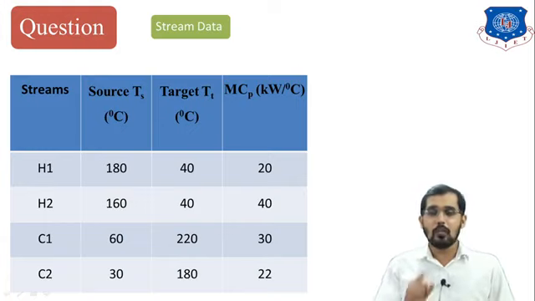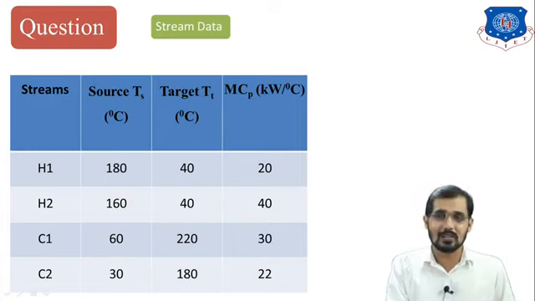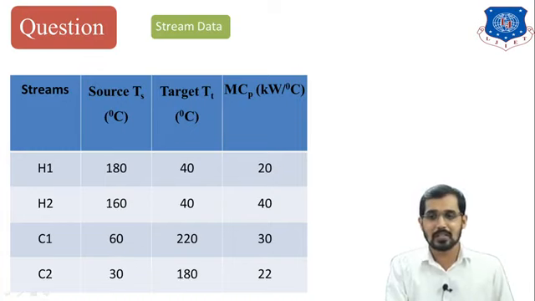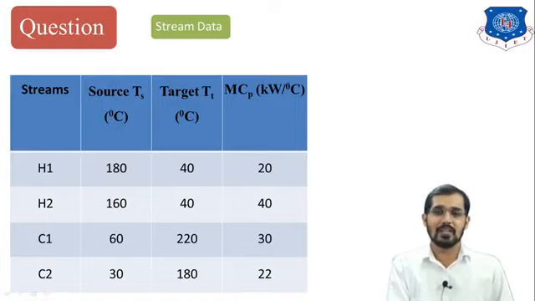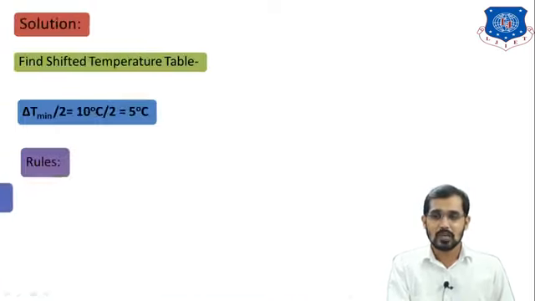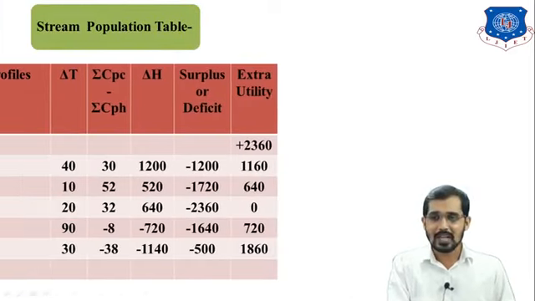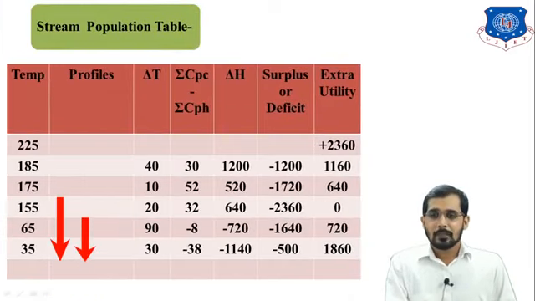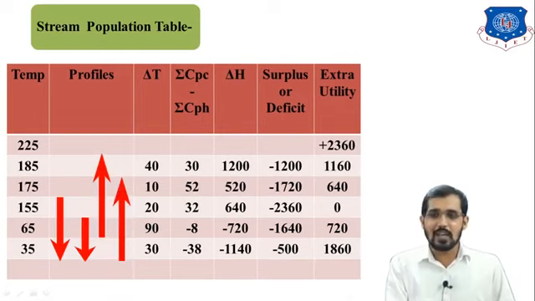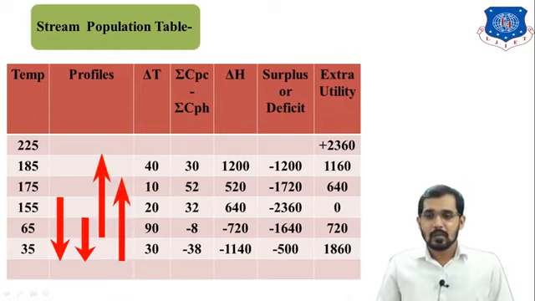So I told you in the first data there is only the C1 stream available. You can see here C1 is 30, H1 is absent, H2 is absent and C2 is absent. Only C1 is present, and C1 is nothing but 30 kilowatt per degree Celsius. So I am going to use this data directly. You can see in the next slide, the summation of CPC minus CPH for the first stream is 30, because there is no hot stream available, that's why the summation of CPH is 0.